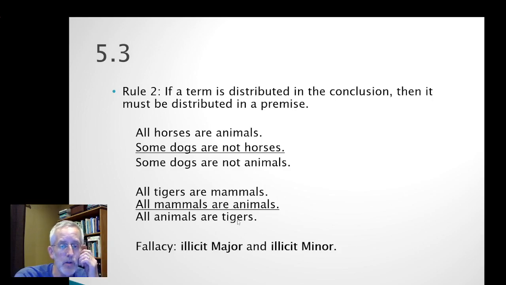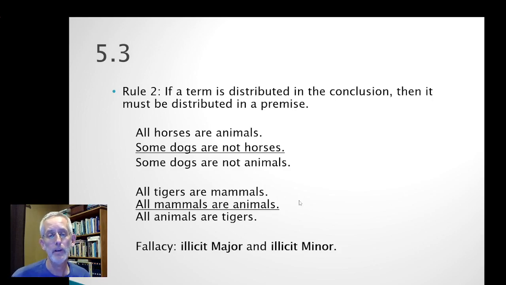Now, the same thing is going on with the second argument, except there's a different term that's distributed in this argument. So if we look at the second argument, all tigers are mammals, all mammals are animals, therefore all animals are tigers, we find that distribution is occurring in the subject slot. And so we look up at our premises and we find the word animals, and since it's occurring in the predicate slot, we know that distribution is not taking place, so we know immediately the argument's invalid.